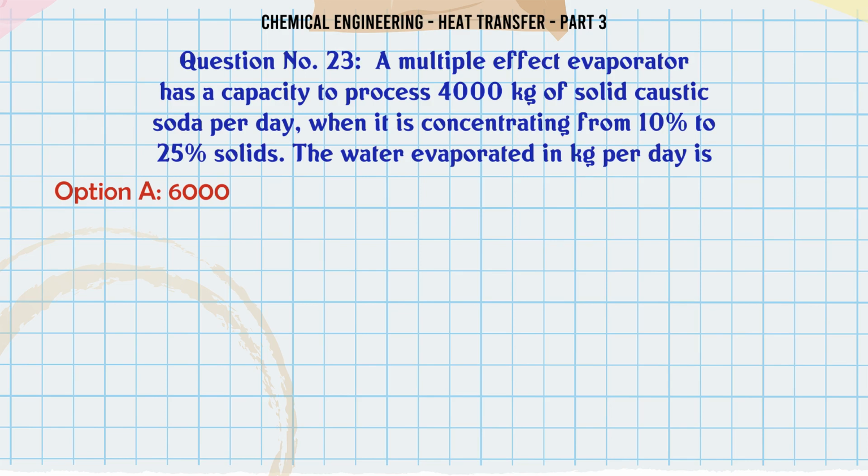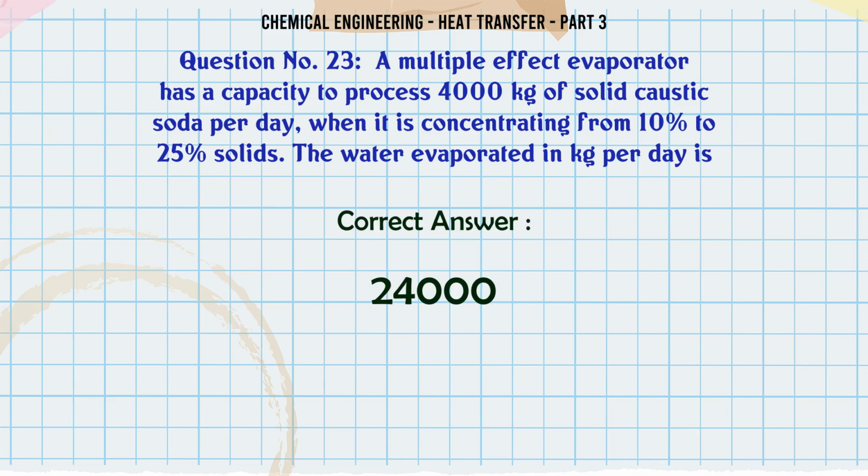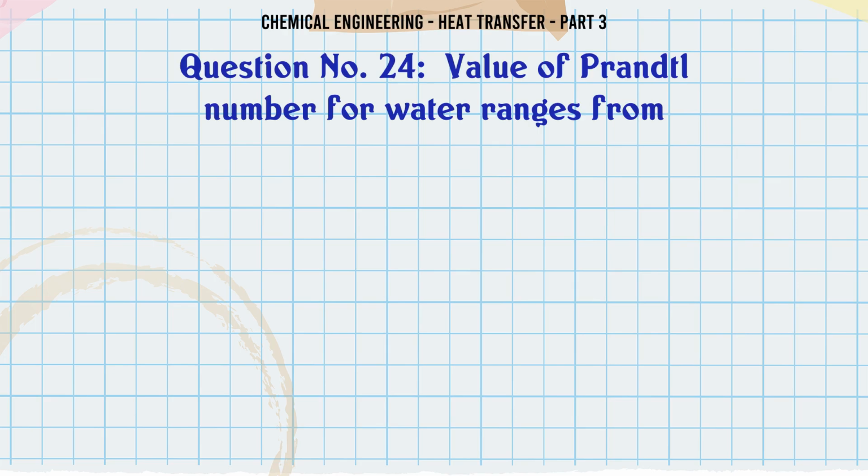A multiple effect evaporator has a capacity to process 4,000 kilograms of solid caustic soda per day when it is concentrating from 10 to 25 percent solids. The water evaporated in kg per day is A. 6,000. B. 24,000. C. 60,000. D. 48,000. The correct answer is 24,000.